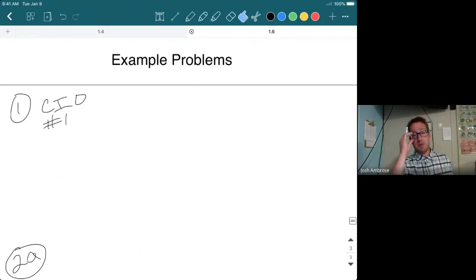Let's jump into the example problems. Whenever I write CIO, that stands for check it out, and those are the check it out problems. So go to page 44. Number one, CIO, check it out. Number one is on page 44.